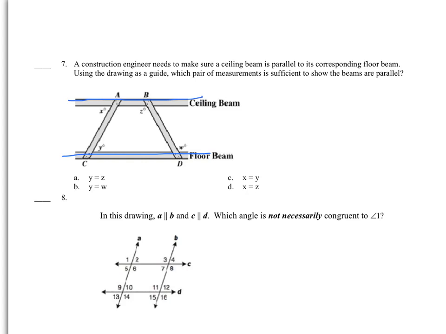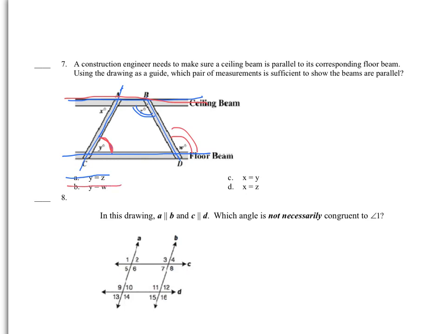So let's look at Y and Z. Here we have angle Y, here we have angle Z. What relationship do those have? We're really dealing with two different transversals, this one and this one. So we really have no way of proving lines parallel if we were to know that those two were equal. Y and W, there's Y and there's W. Again, we're not even talking about this line, so these two angles will do nothing to prove that the ceiling beam and the floor beam are parallel.